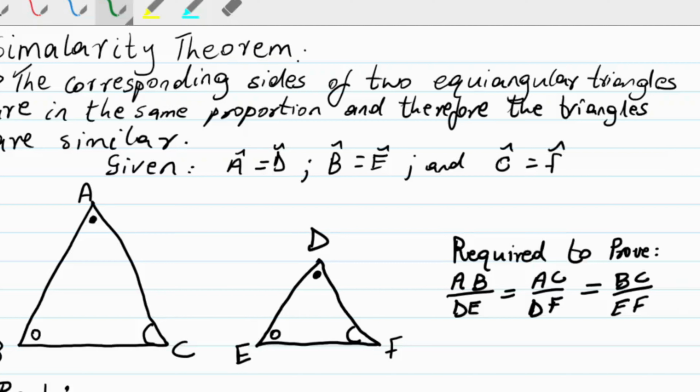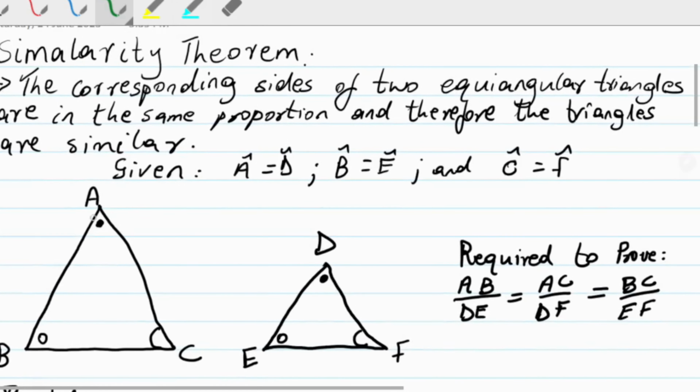Okay, now for the similarity theorem, it is said that the corresponding sides of two equiangular triangles are in the same proportion, and therefore the triangles are similar. So we have two triangles, ABC and DEF, and angle A is given to be equal to angle D, while angle B is equal to angle E, and angle C is equal to angle F.